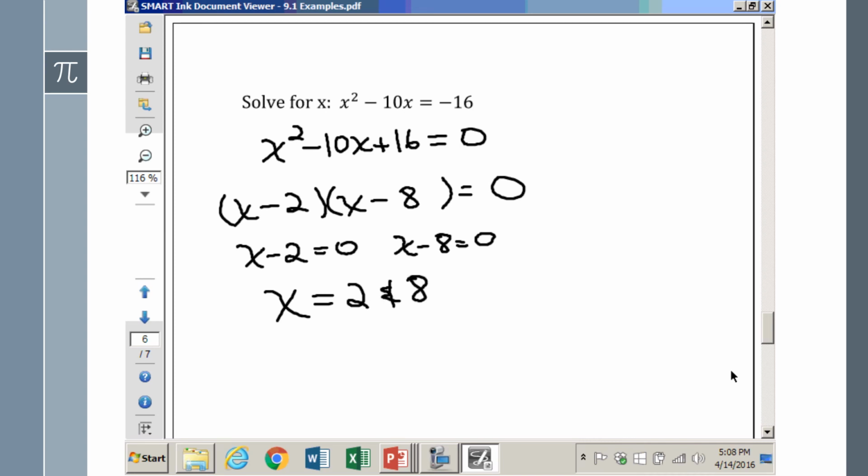Both values are checkable. We can plug those in. 2 squared is 4, minus 10 times 2 is 20. 4 minus 20 is negative 16, that works out. 8 squared is 64, minus 10 times 8 is negative 80. So 64 minus 80 is negative 16, that works out. We always should check our work to make sure we're getting the correct answer.